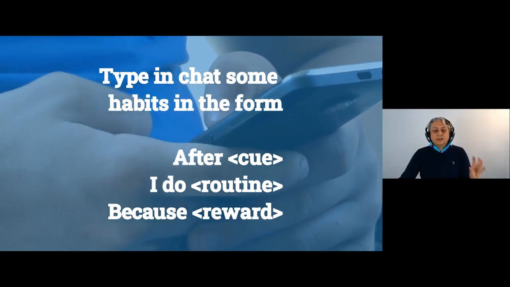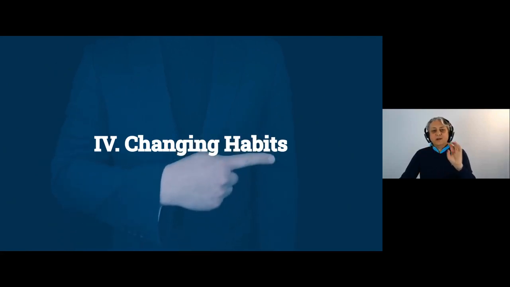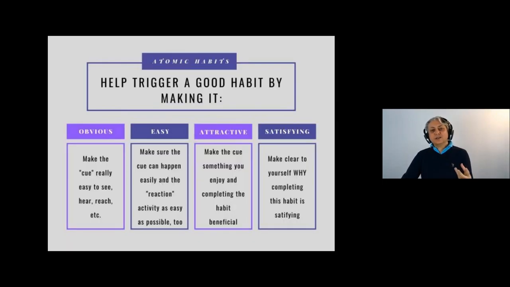So if we know now about this model, cue, routine, reward, we can look at changing habits. How can we change the habits? And here we will look at, first, the Atomic Habits model. And it says a few things. We can make the cue really easy to see. So if you want to adopt a new habit, for example, write tests, or refactor before committing to production, then you need a cue that is very obvious. Very easy to see, very easy to hear, very easy to reach, right? The reaction has to be quite simple.